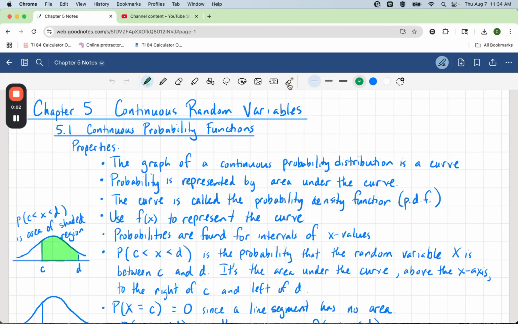Hi everyone, welcome to Chapter 5, Continuous Random Variables. Continuous probability functions, what we're doing in this chapter.